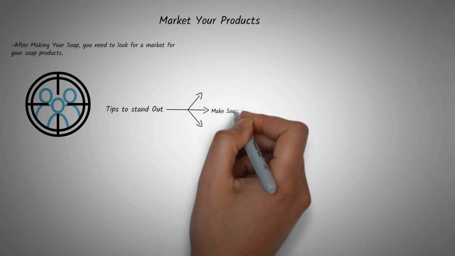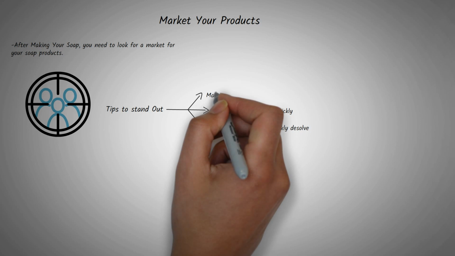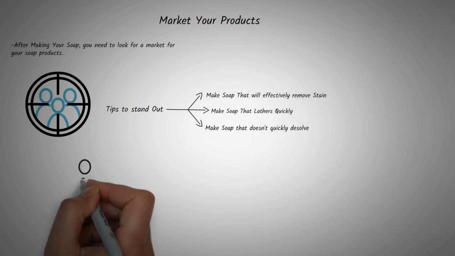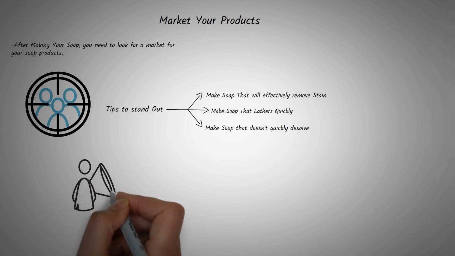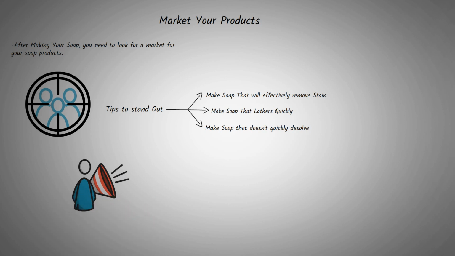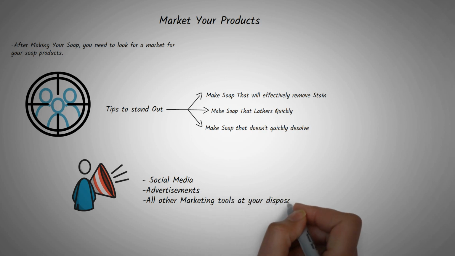1. Make soap that lathers quickly. 2. Make soap that does not quickly dissolve when placed in water. 3. Make soap that will effectively remove stains when used for laundry work. You need to push your products to your potential customers, and you should utilize all the marketing options at your disposal. You can use social media, advertisements and all the other means to reach your customers.